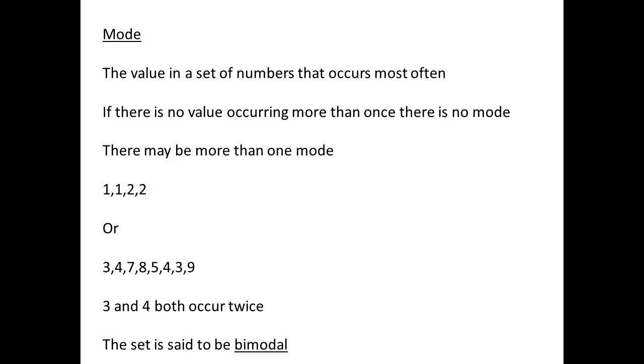The first term is mode, which simply means the value that occurs most often in any set of numbers. Of course, it is possible to have a set of numbers where no value occurs more than once. In such a set, there is no mode. It is also possible to have a set of numbers where two values occur with the same frequency. In this case, the set is said to be bimodal.